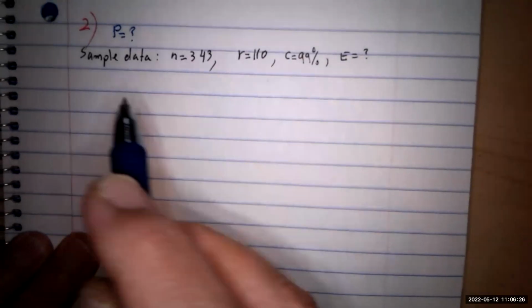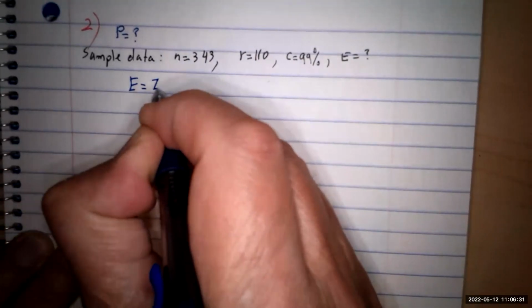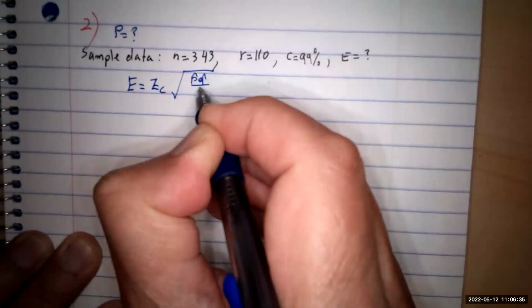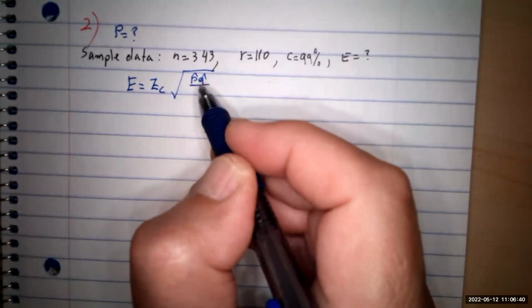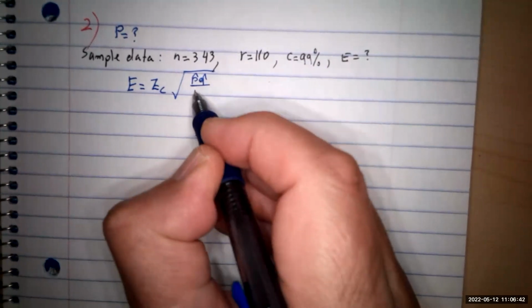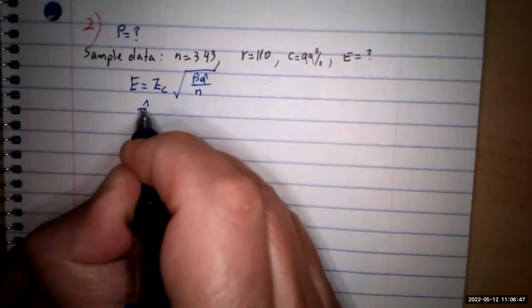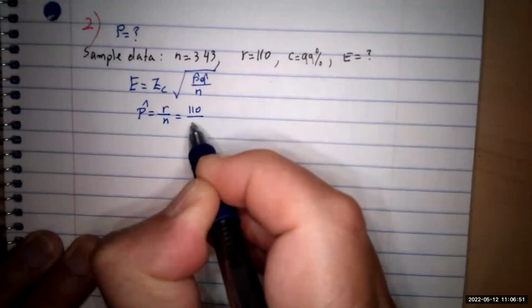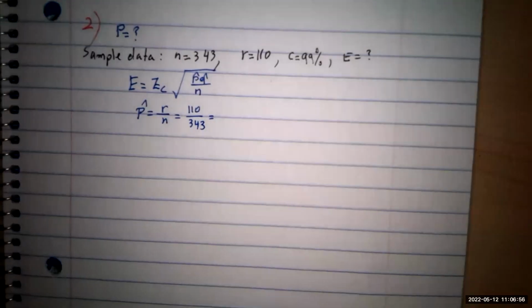So we know that the formula is, we repeat the formula, E is ZC times the square root of P hat Q hat over N. So as usual, we have to find the P hat first. Okay, the P hat is going to be equal to R over N. R is 110 and N is 343. Okay, we can use your calculator to get this number.